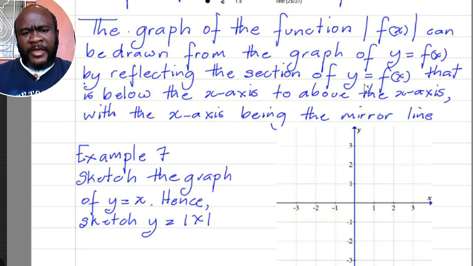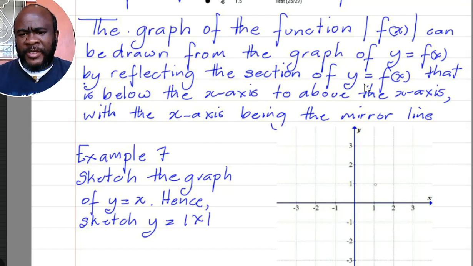All right, example 7. Example 7 says, sketch the graph of y is equal to x. Hence, sketch the graph of y is equal to the mod of x. Well, first of all, the line y is equal to x passes through all points on the graph where x and y have the same value.